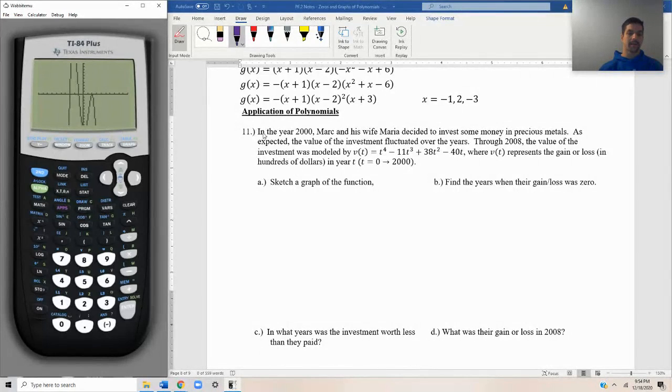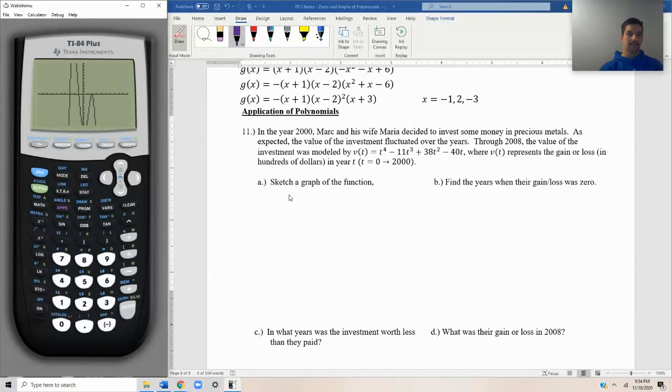So, in problem 11, it says, in the year 2000, Mark and his wife Maria decided to invest some money in precious metals. As expected, the value of the investment fluctuated over the years. Through 2008, the value of the investment was modeled by V of t, where V of t represents the gain or loss in hundreds of dollars in year t, where t equals 0 is 2000. So we're tracking this investment of precious metals from 2000, our starting year, to 2008. And it's going to follow this function, V of t.